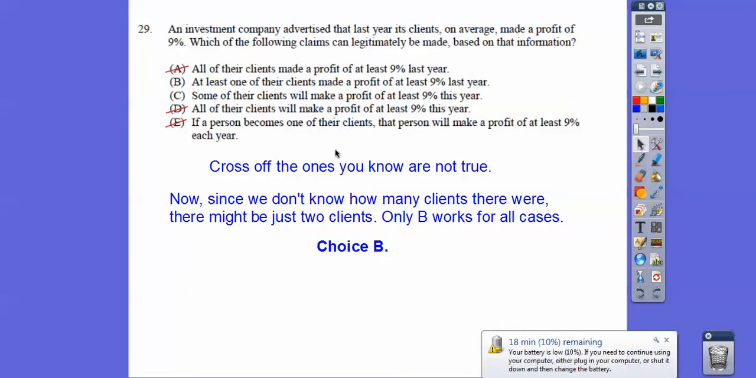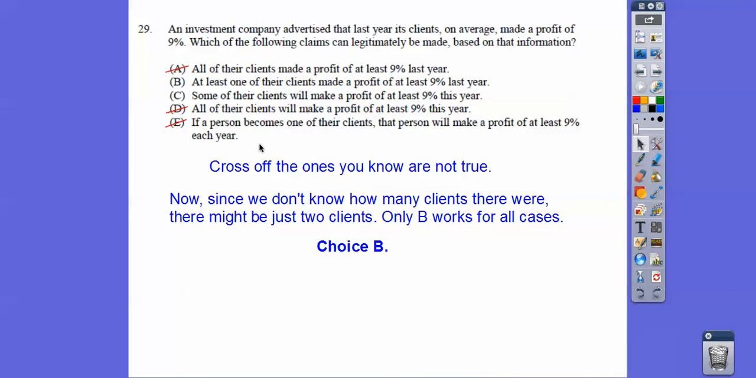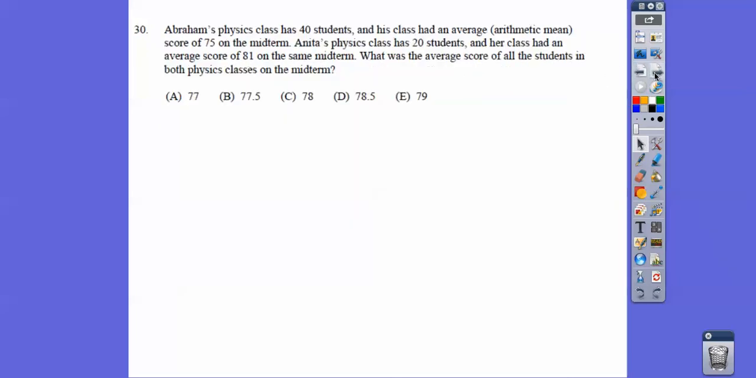Whoops, I've got 18 minutes left. I've got to hustle. If a person becomes one of their clients, that person will make a profit. No, because some of them will be above, some will be below. So it's one of these two. Since we don't know how many clients there were, there might be just 2 clients. If there are just 2 clients, that means at least one of them is going to make a profit of at least 9%. So it was choice B.